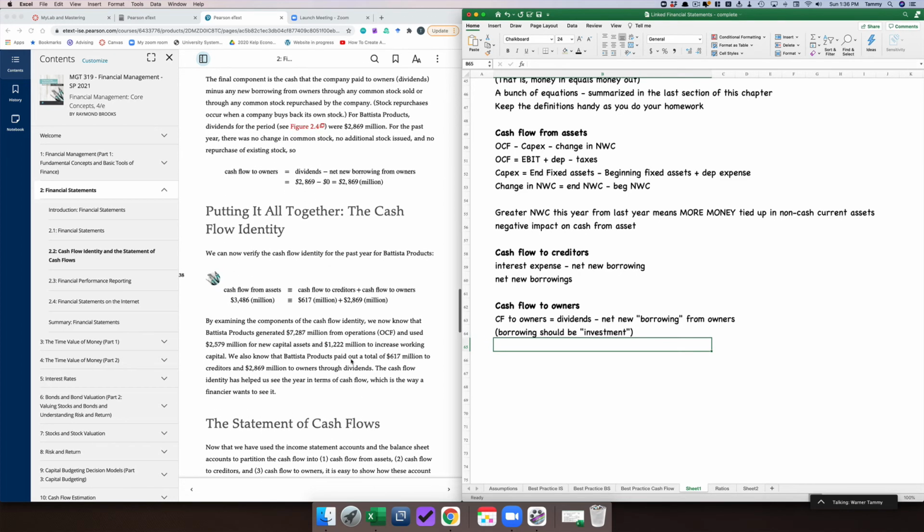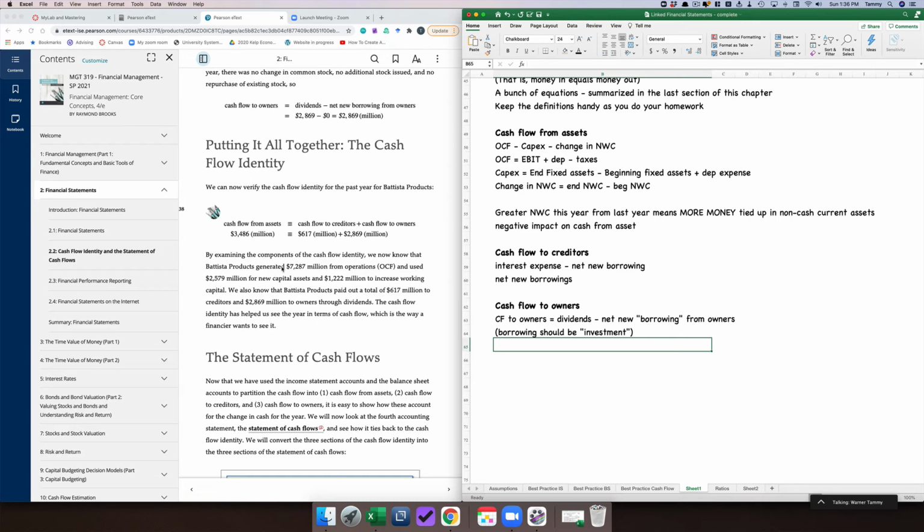And so then if we look at the cash flow identity, then we have 3.4 million coming in from assets, and that has to equal the money that is flowing out to creditors and the money that is flowing out to owners. So in this case, we had $7.2 million coming in from operations, but then we used $2.5 million for new capital assets and $1.2 million to increase working capital.